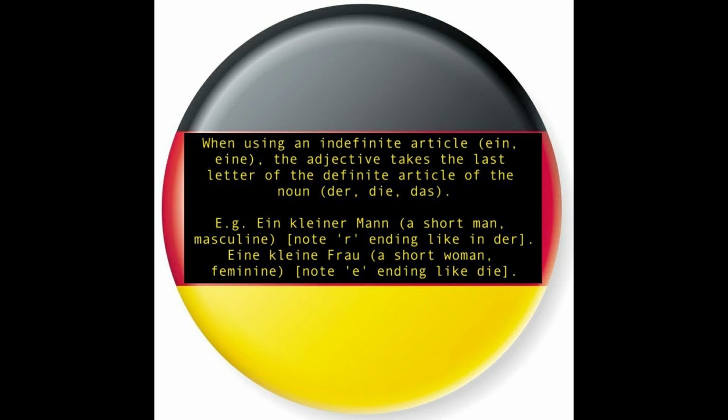We have ein kleiner Mann, which means a short man. Man is masculine, so note the R ending like in der, so it would be der Mann. Let's look at the feminine. We would have eine kleine Frau, which is a short woman. Frau is feminine, it's a woman. And note the E ending like in die, so it would be die Frau.